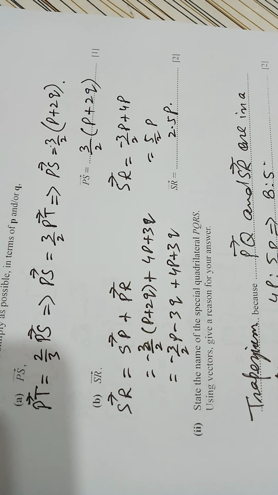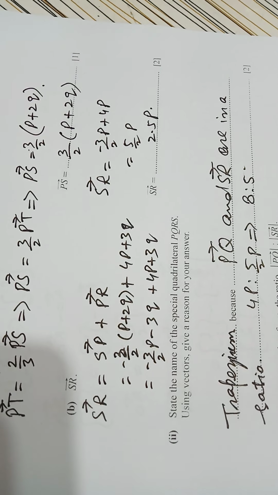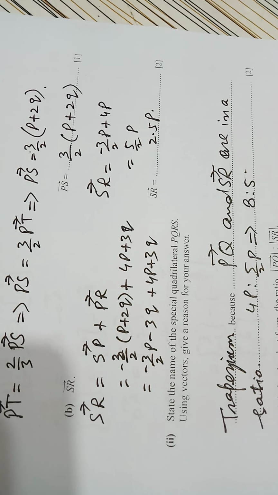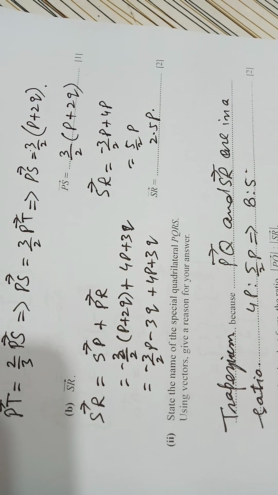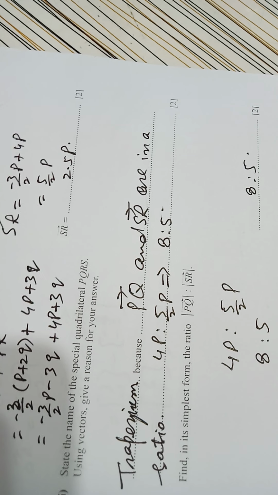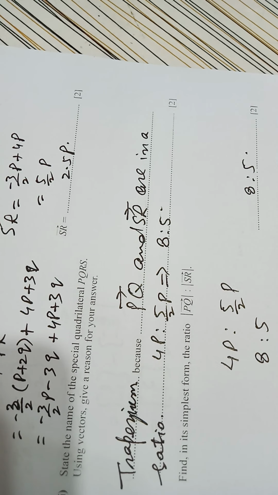Now in part 3, he is asking about the type. This is a trapezium. PQ and SR are parallel because they have a ratio between them, that is 8 and 5. Find in the simplest form the ratio of the absolute value of PQ and the absolute value of SR. This will be 4p and p cancelled. Your answer will be 8:5.